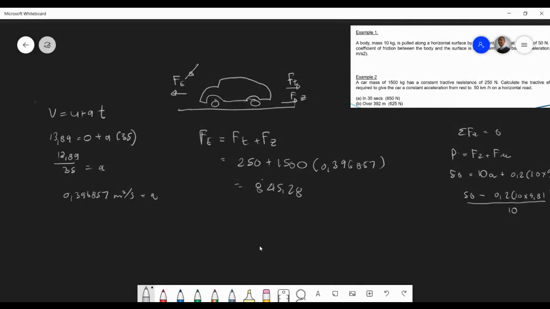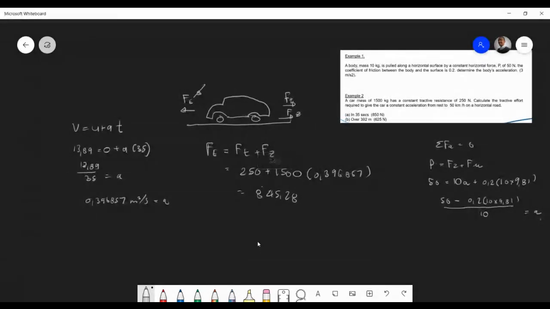No, it's fine. This is the reason why I actually did this. Oh, there we got the question. So to go from kilometers per hour to meters per second, sorry.